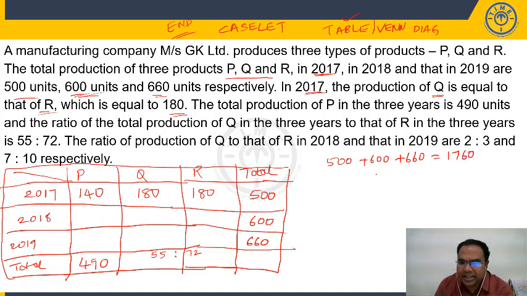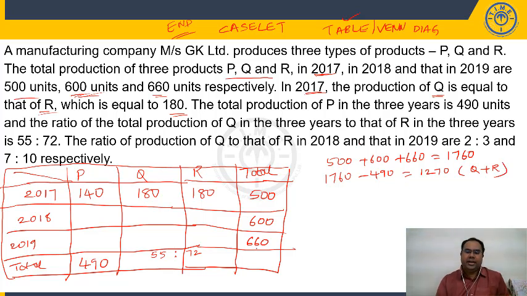So from the 1760, we know P is 490. 1760 minus 490 is 1270. What is this 1270? It is the total production of Q and R. If I add these three together, it is equal to 1760, right? We know P total is 490. Remove this, and we know Q plus R is 1270. Now we can find out Q, we can find out R, right?